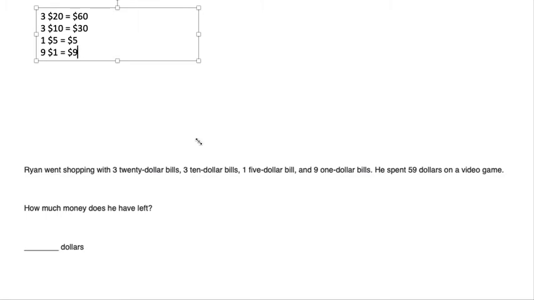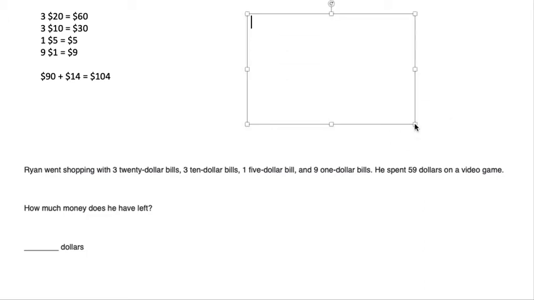So we have to see how much money he has now. I know 60 plus 30 is $90, plus the leftover 9 plus 5. I know that 9 plus 1 is 10, so this would be 14. Okay, I know 90 plus 10 is 100, plus the 4 would be $104. So he has $104 to start. He spends 59 of it on a video game. So now I'm going to do 104 minus 59.